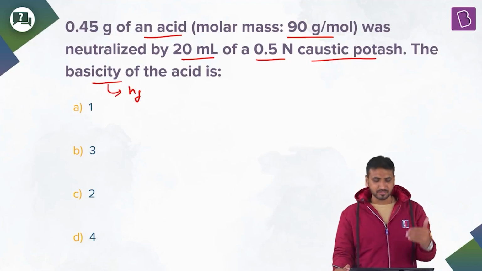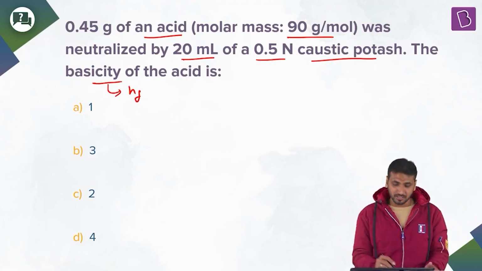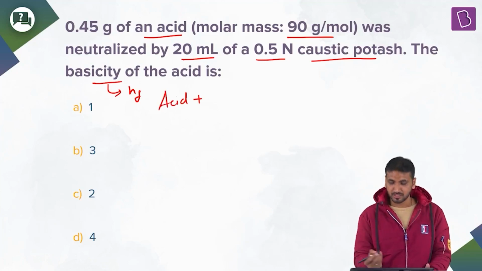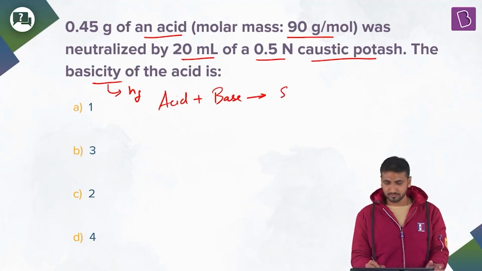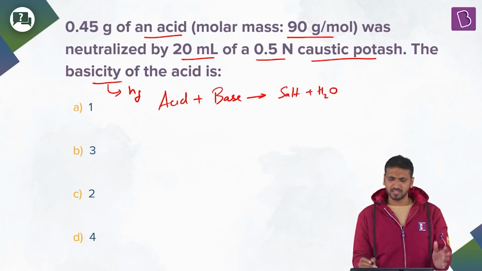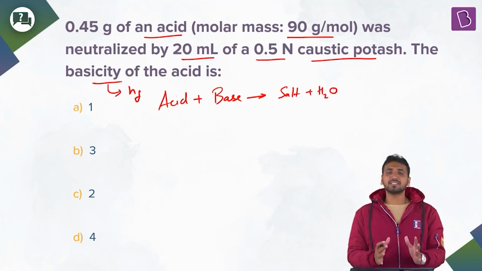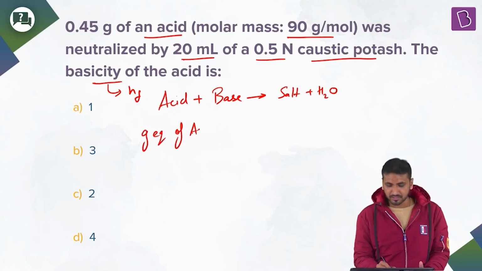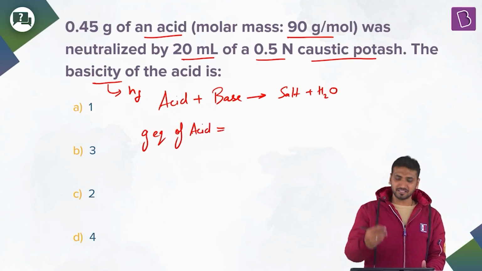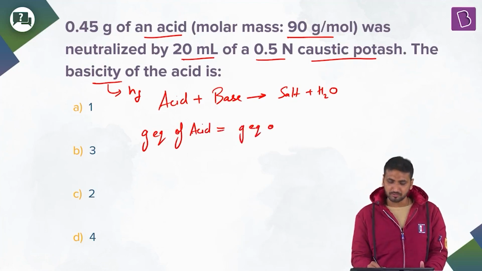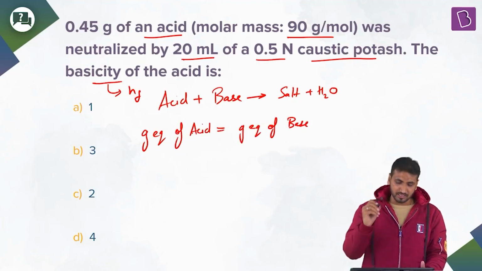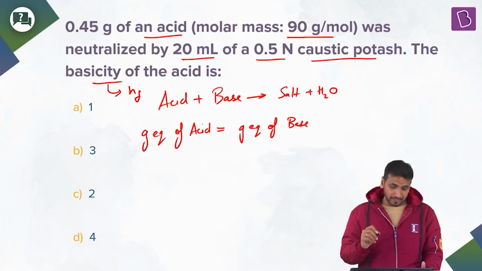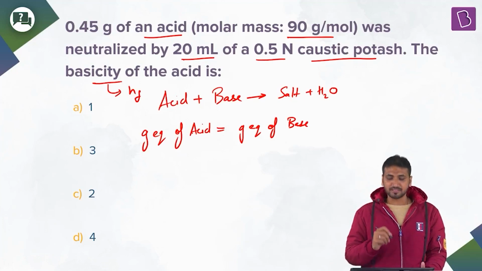Okay. So this is like a neutralization reaction. An acid reacts with a potassium base to form potassium salt and water, right? I have written the general reaction. So in neutralization, this is like complete neutralization. So gram equivalent of acid is going to be equal to gram equivalent of base. We have equated the gram equivalent of acid and base, right? I have to calculate the gram equivalent for acid as well as base and put that value in this equation.